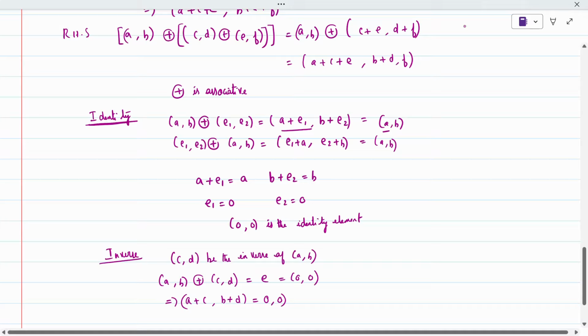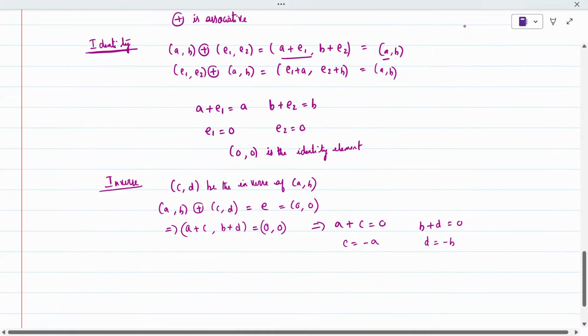So when I write (0, 0), A plus C equals 0, so C equals minus A. In the same way, B plus D equals 0, so D equals minus B. So the inverse is (minus A, minus B). So that is completed.